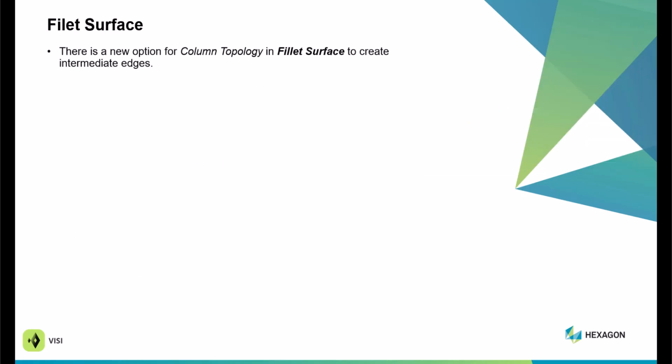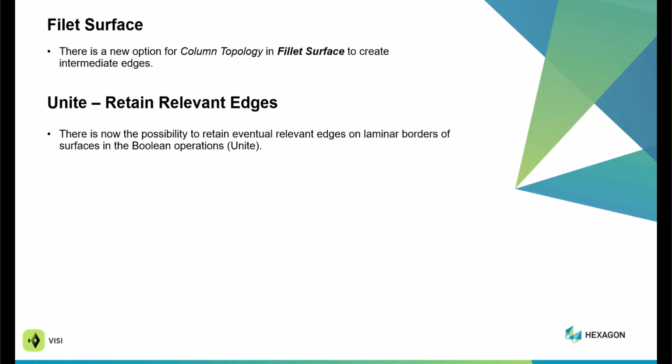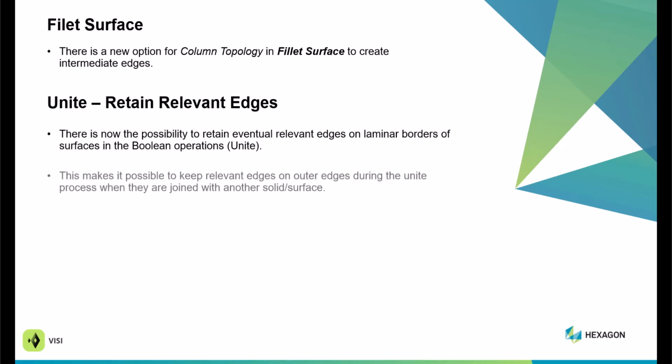So we'll talk about fillet surface. There is a new column called typology, which in the fillet surface creates an intermediate edge. Within Unite, retain relevant edges, it is now possible to retain relevant edges on laminar borders for a surface within the Boolean operation Unite. This makes it possible to keep relevant edges and outer edges during the Unite process, joining one surface or solid together.